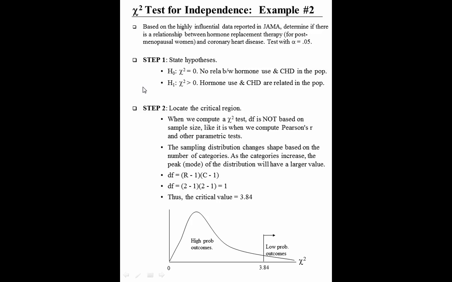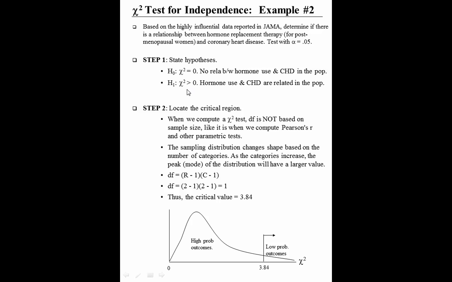So step one, let's state our hypotheses. Remember, the null hypothesis is that there's no relationship between the two factors, the two variables, heart disease and hormone use. And if there is no relationship between those variables, we would expect that our observed data and the expected data would essentially be equal. And that would mean that our chi-square value would show no differences between them. So chi-square would equal 0.